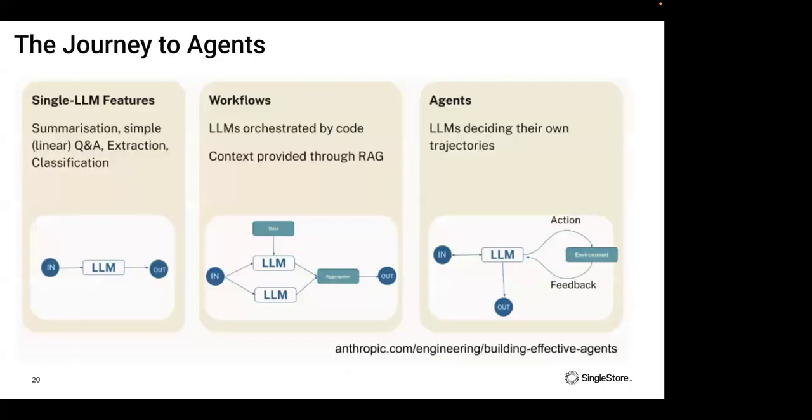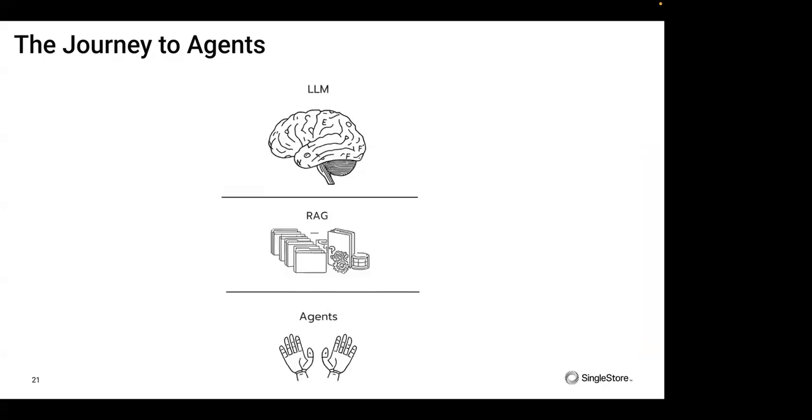So this is the journey so far to agents. We had only a single LLM doing everything. Then came workflows, where we tried to talk about RAG, retrieval augmented generation. And then came agents that started taking their own decisions and taking their own actions through planning and tool calling and all those things. Again, the same thing: from LLM to RAG to agent. This is a simple journey.